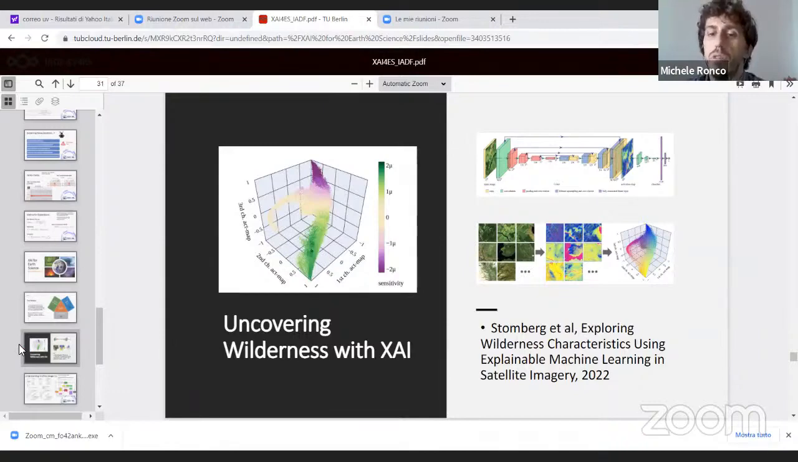And for them, that was the layer encoding the features, the most important features, and the explanations, if you want, in some sense, of the input image. So what the model has learned to associate with wild or human related.